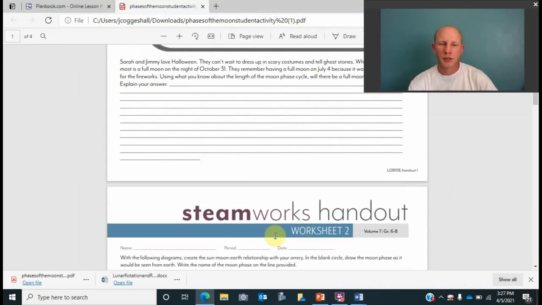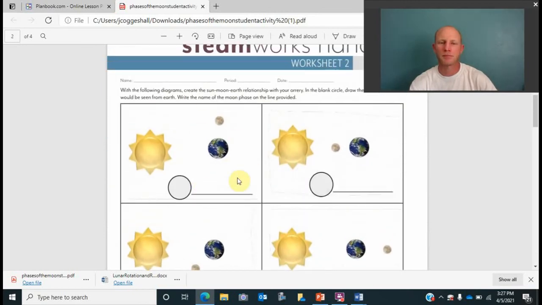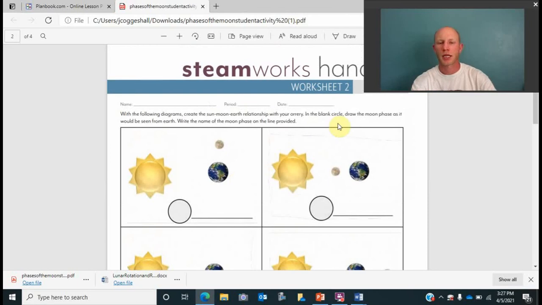So after that, make sure you're writing nice complete sentences explaining all of that. And then with this cutout that you just got done cutting out and piecing together, you're now going to go ahead and use that to explain and show in the blank circle, draw the moon phase. So you're going to actually color in the moon phase.